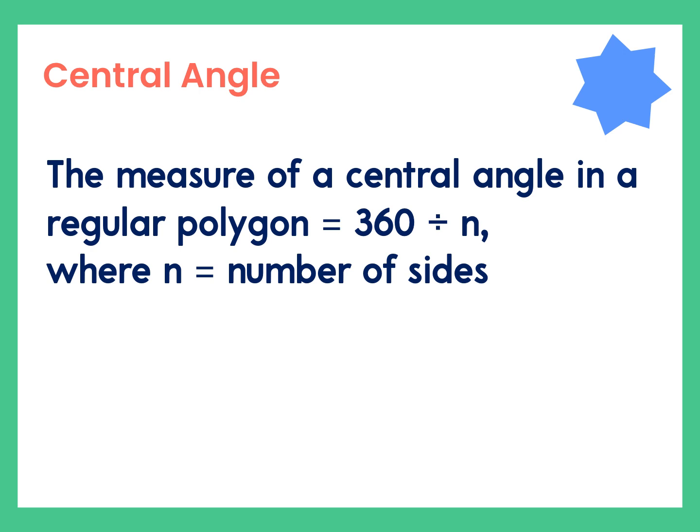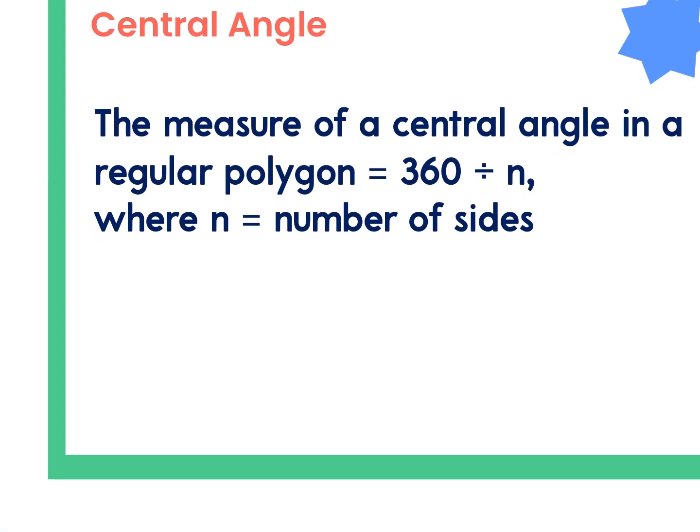Okay, so the formula to calculate the measure of a central angle is you take 360 degrees and divide it by the number of sides. Your knowledge of the names of the polygons is going to come back. Remember, a 3-sided figure is a triangle, 4 is a quadrilateral, 5 is a pentagon, 6 is a hexagon, 7 heptagon, 8 octagon, 9 nonagon, 10 is a decagon.